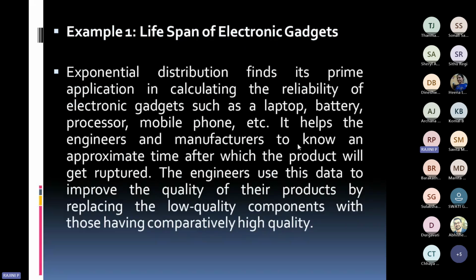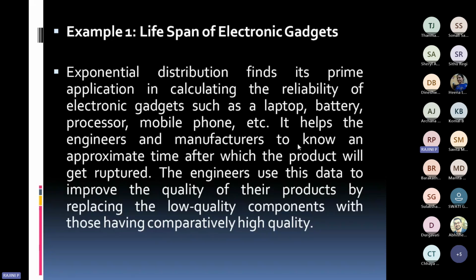Example, here I gave the lifespan of electric gadgets. Here I'm talking about lifespan. That means it is a time. For example, I have gone to an electronic gadget shop, and I asked him what is the lifetime of that laptop.